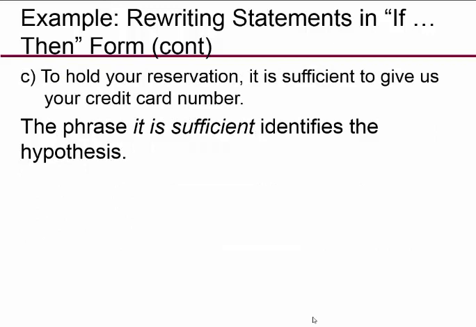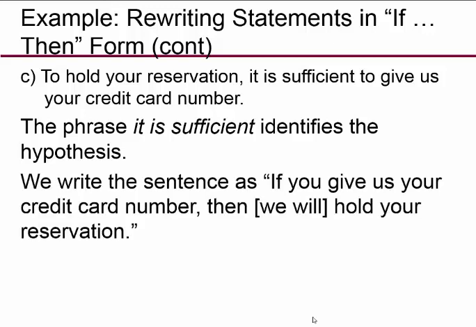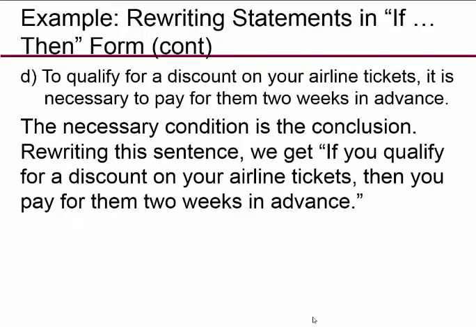Now, the next one, to hold your reservation, it is sufficient to give us your credit card number. The phrase it is sufficient identifies the hypothesis. So we can rewrite this as if you give us your credit card number, then we will hold your reservation. And then the last one, necessary condition is the conclusion. So we write in this sentence, we get if you qualify for a discount on your airline tickets, then you pay for them 2 weeks in advance.